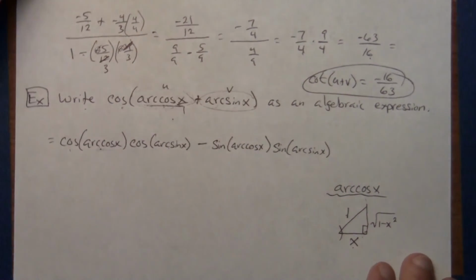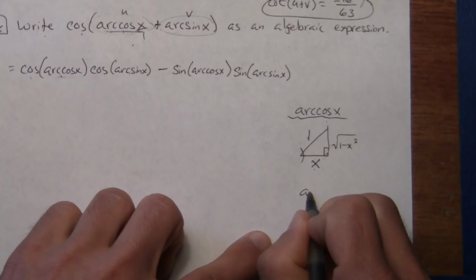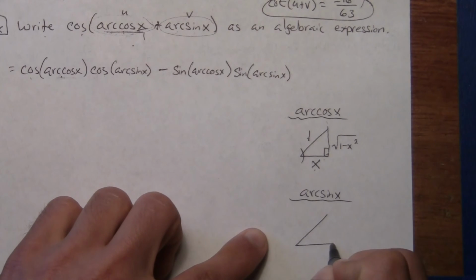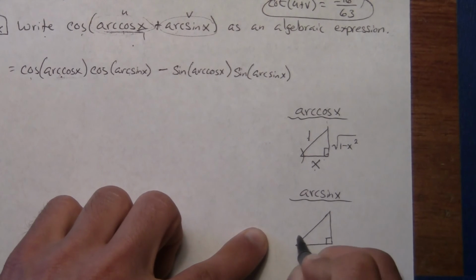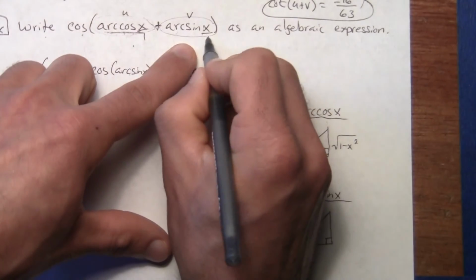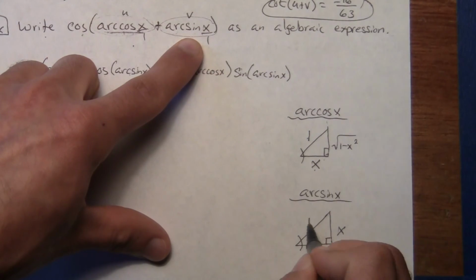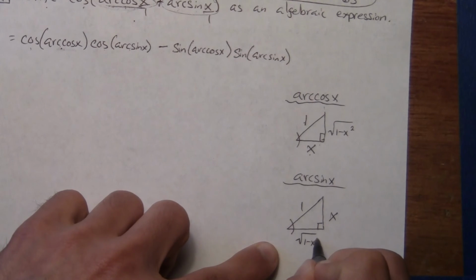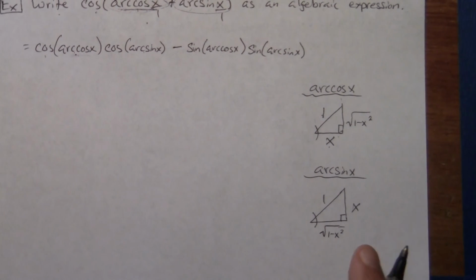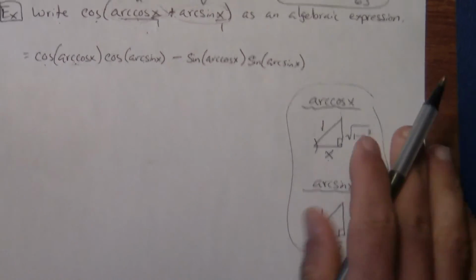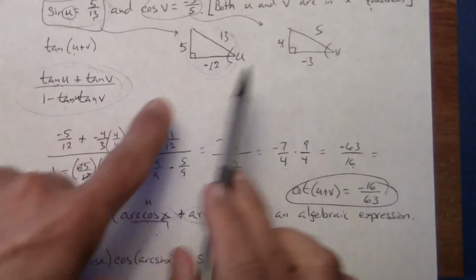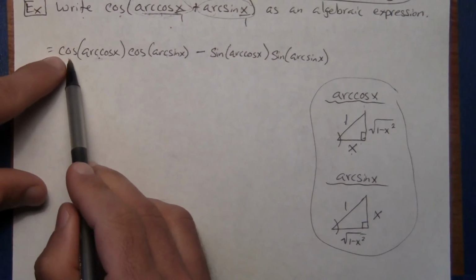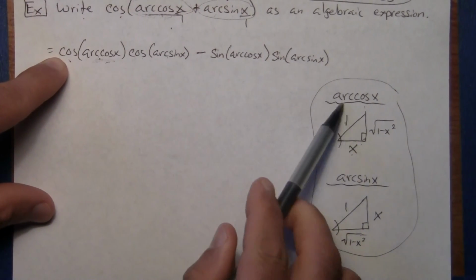I also need to draw a triangle for arc sine, so I'll do that right below it. And again, since it's a variable, assume it's in the first quadrant. And then because it's sine, that means it's opposite over hypotenuse. Basically same information, you're still going to get 1 minus x squared, it's just in a different spot. And so now I'm going to use this just like I used these two triangles up here to fill in this information.